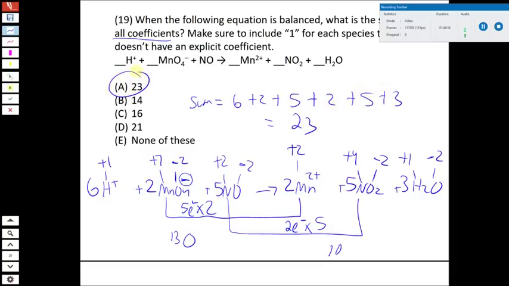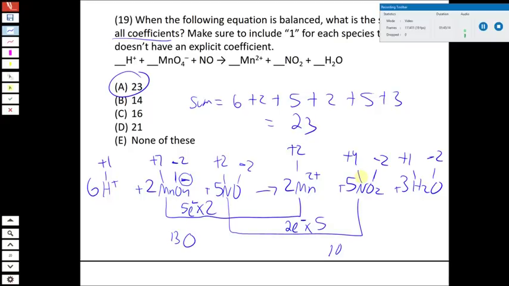Okay, good. Remember, if a coefficient is not listed, that means it's 1, so don't forget about your coefficients of 1 if they're there. All of these coefficients are not 1, but if there was no coefficient, you still have to count that as 1. And in this case, that's how we would go through it. So any questions on this one or balancing these in general?